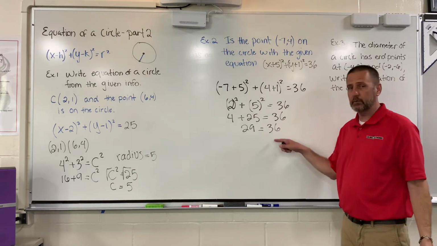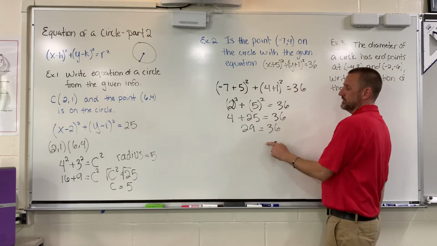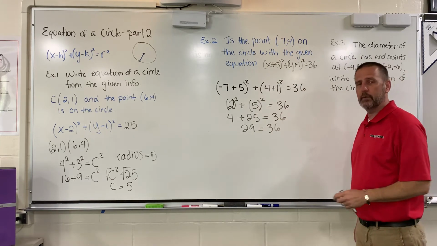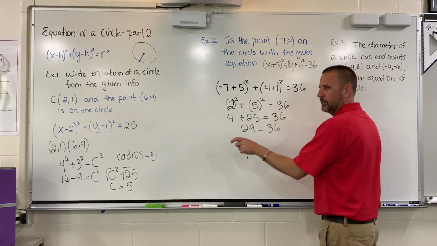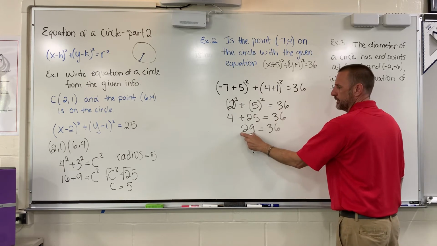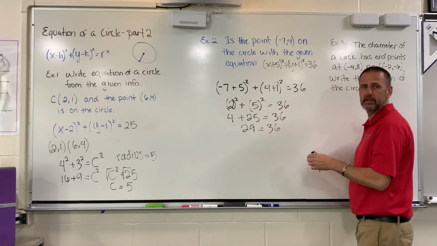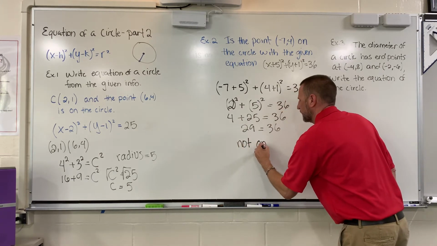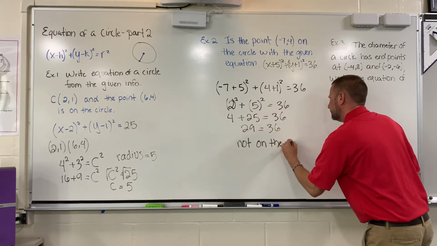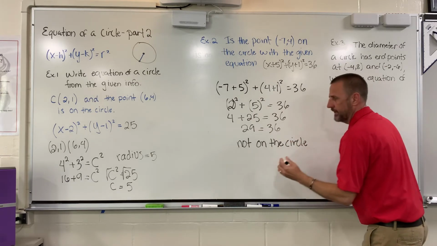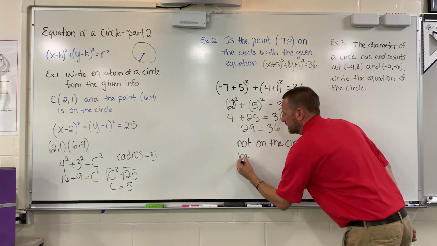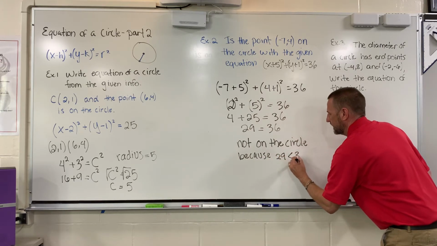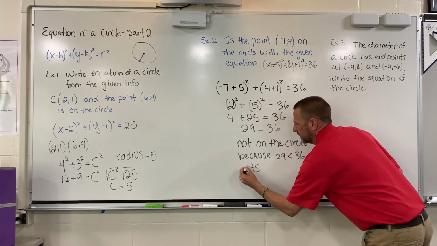If they were equal, I would say, hey, this point is definitely on the circle. But when I plug the point in and the point gives me a value that's less than my radius, I'm going to say, nope, this is not on the circle. And then if I have to explain, I'll say, because 29 is less than 36, it's in the circle.